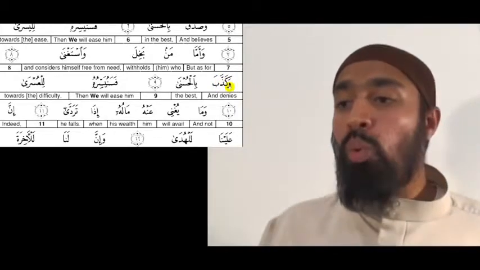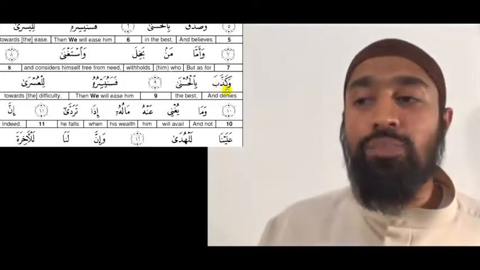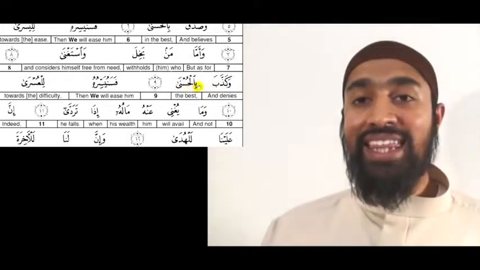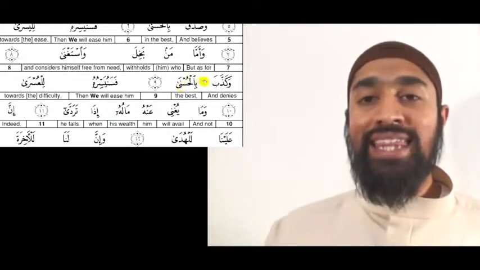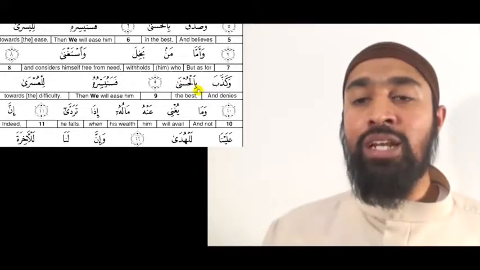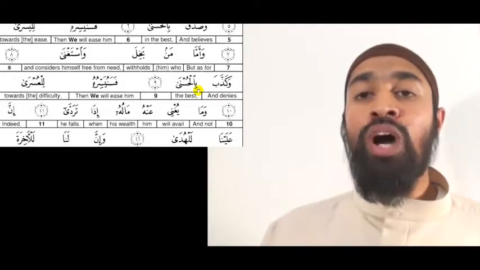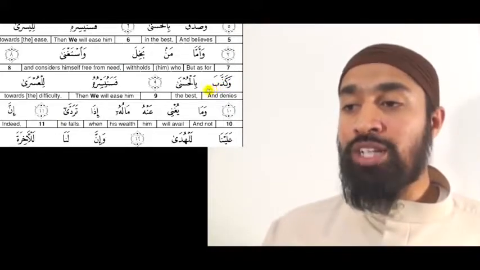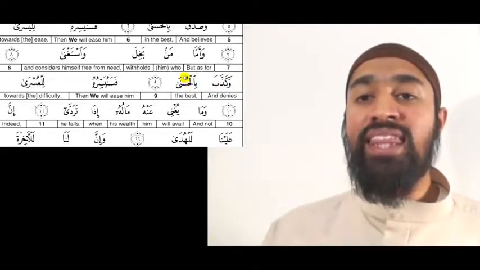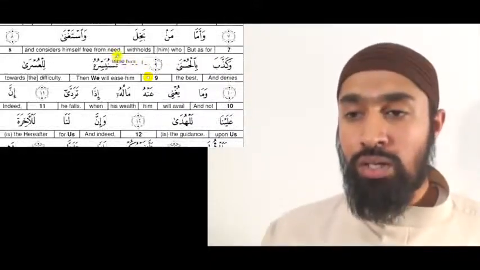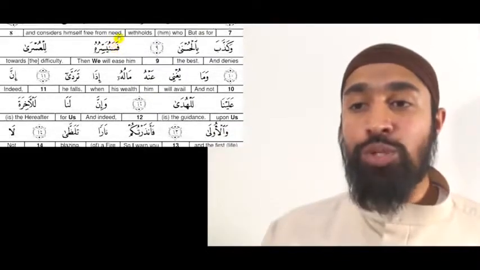Verse number 9. وَكَذْ. Bring the dhal shadda. وَكَذَّبَ بِالْحُسْنَى. Wet. وَكَذَّبَ بِالْحُسْنَى. I want you to keep the mouth open. وَكَذَّبَ بِالْحُسْنَى. Again, verse number 10 is going to be very similar.